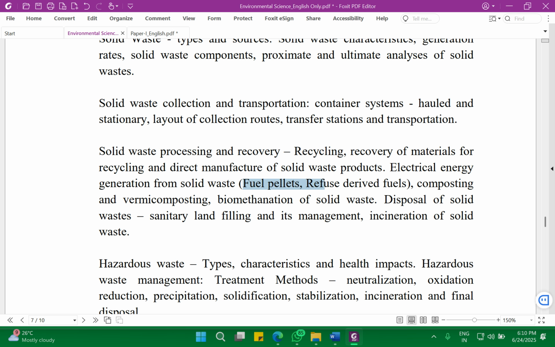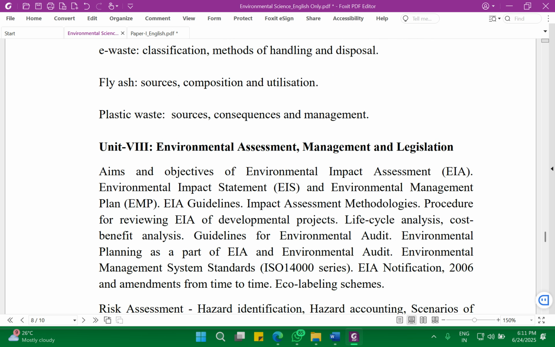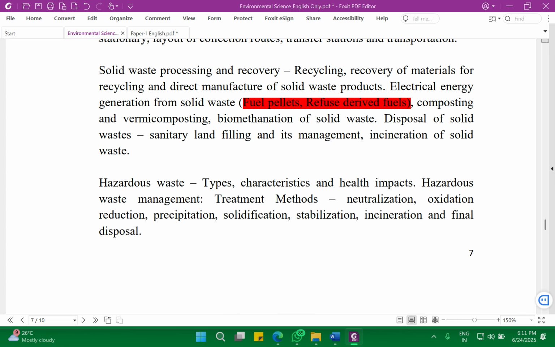Then recently some questions are coming on RDF, that is refuse derived fuel, or fuel pellets. So briquetting kind of questions they may ask. How will you convert solid waste into the most economical form? Those things they may ask. And something related to recycling of solid waste by biomethanation, biogas production or alcohol production, those kinds of things you need to know.